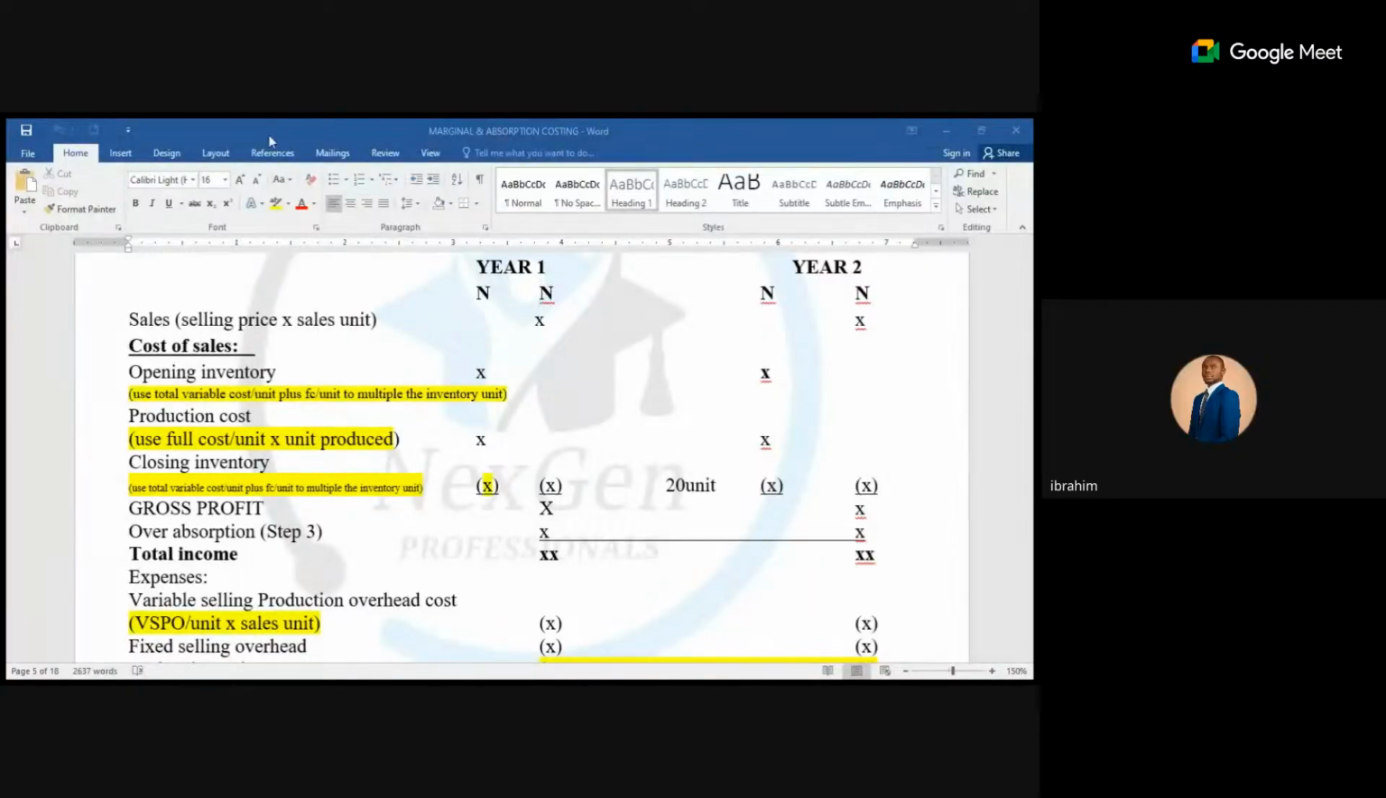Okay, that's fine. So you said, calculation of overhead absorption rates: we have to first identify the budgeted overhead for the period. Then we identify the budgeted activity level for the period also.